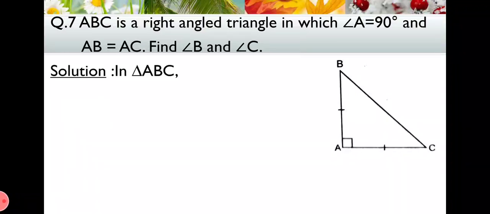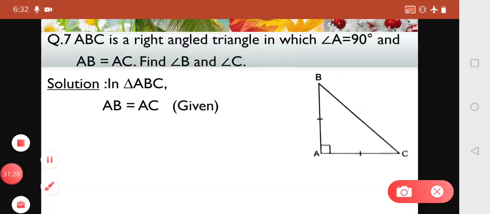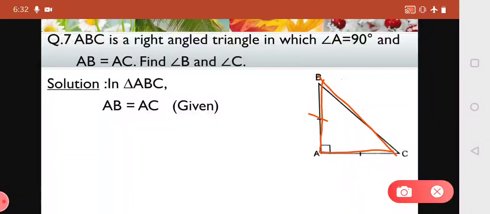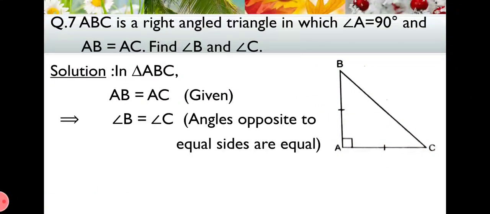Now for the solution, in triangle ABC, it is already given that AB equals AC. So according to theorem 7.2, we will get angle B equal to angle C. These two angles will be equal, that is, angles opposite to equal sides are equal. So we get, this implies that angle B equals angle C.